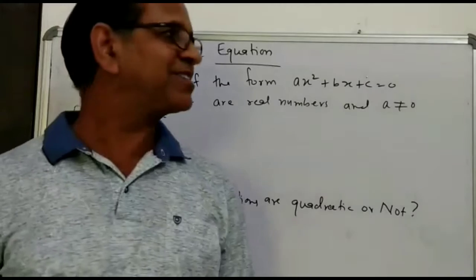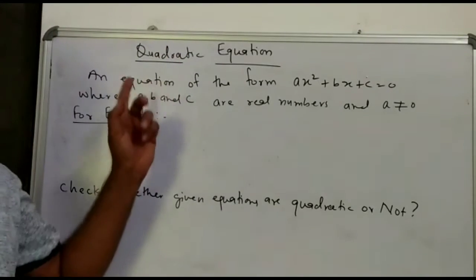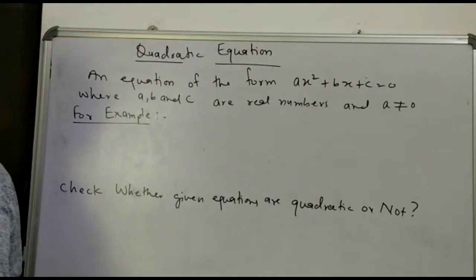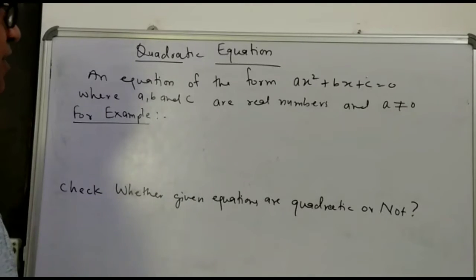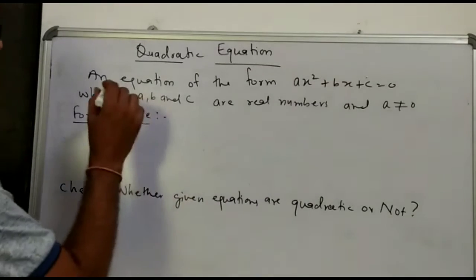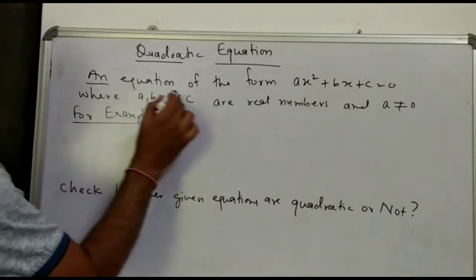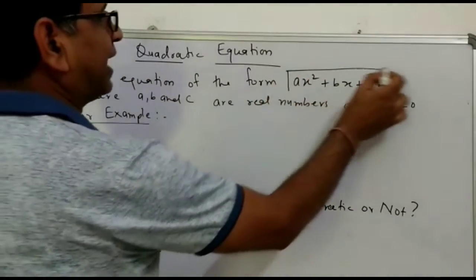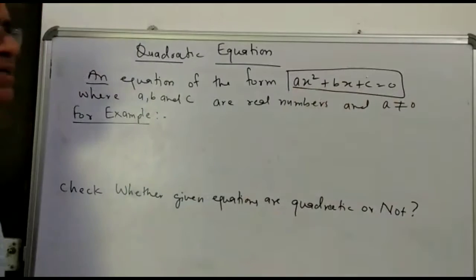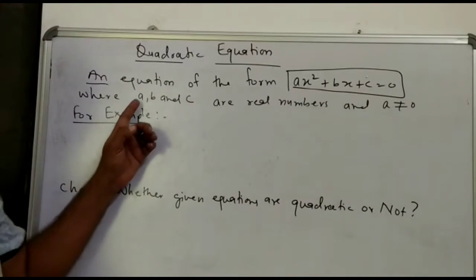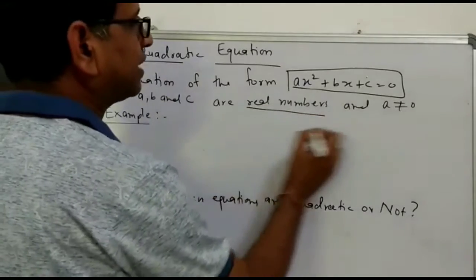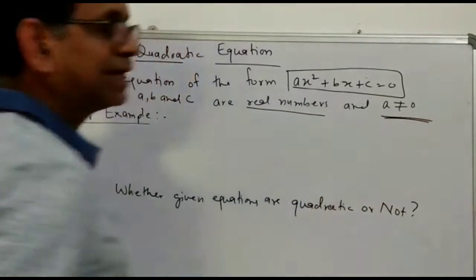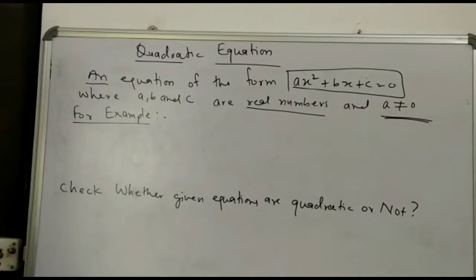Yes, good morning students. Now today we are starting chapter number 4. It is quadratic equation. Now what is the meaning and the definition of the quadratic equation? See, an equation in the form ax square plus bx plus c equals to 0, where a, b and c are real numbers, and the very important part, a is not equal to 0.